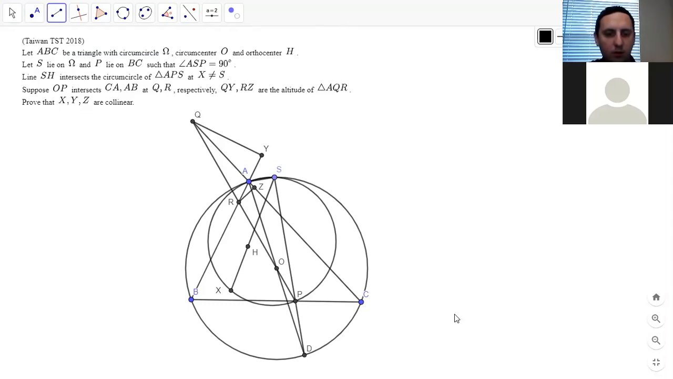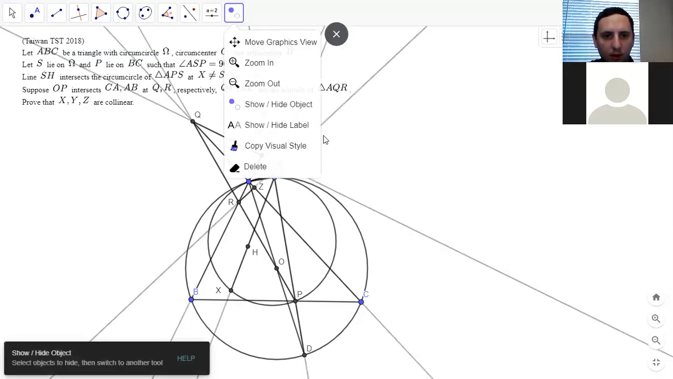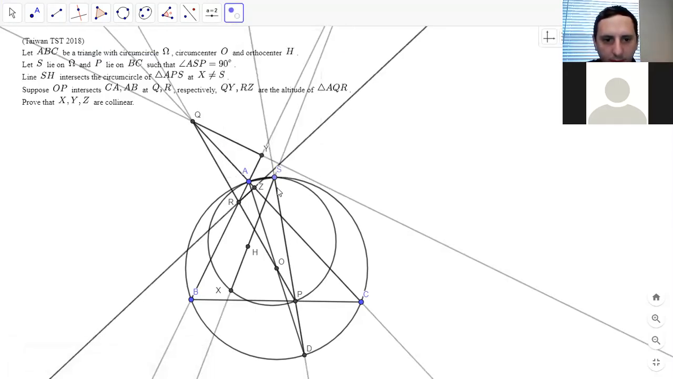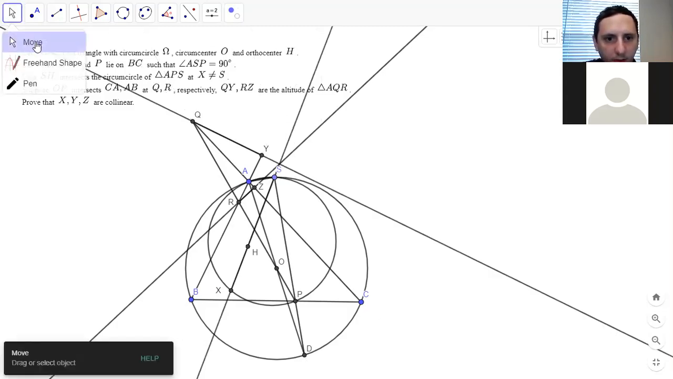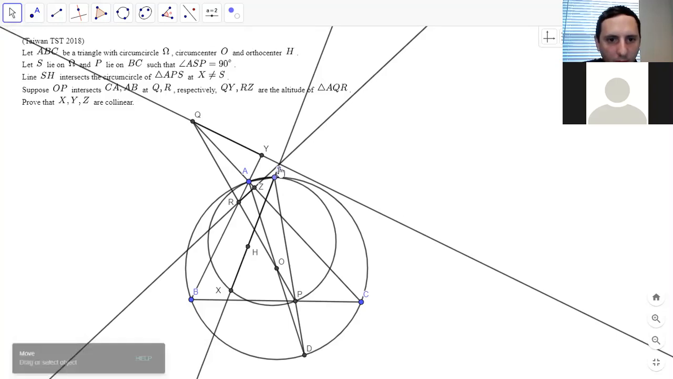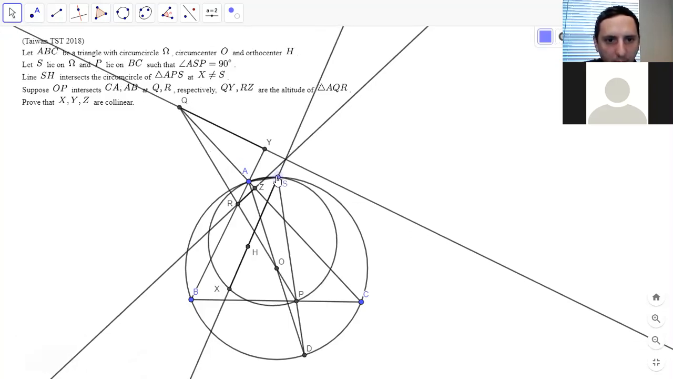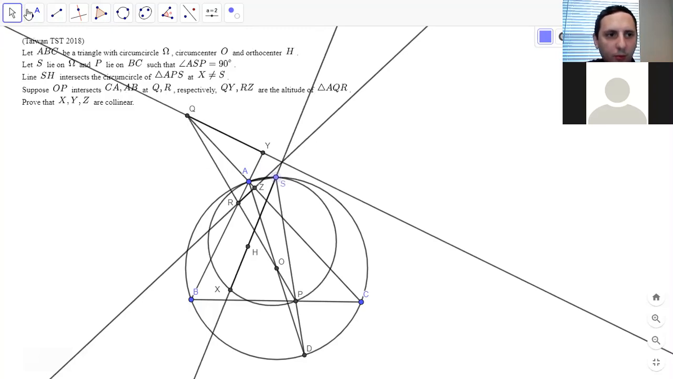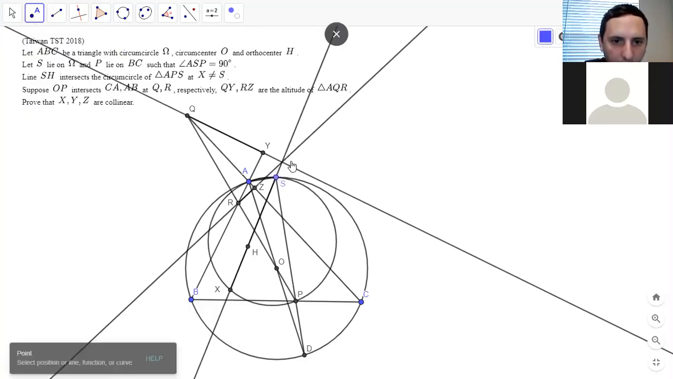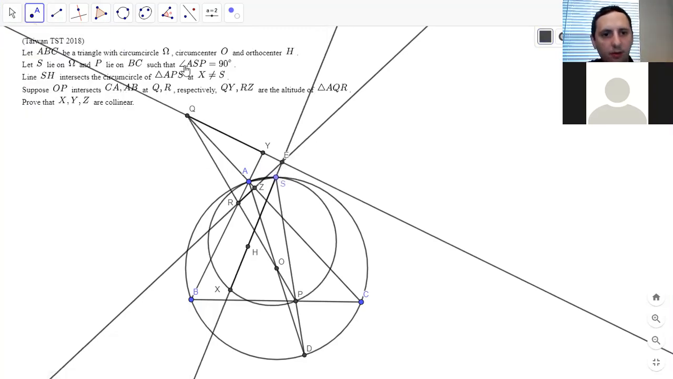Also, drawing the orthocenter of AQR may be useful. I mean, you can intersect QY and RZ. I agree with that. It almost looks like it concurs with SX. Maybe it does. Let's check that out. So yeah. So I'm not sure why, but it looks like those are concurrent. So I'm going to draw that.